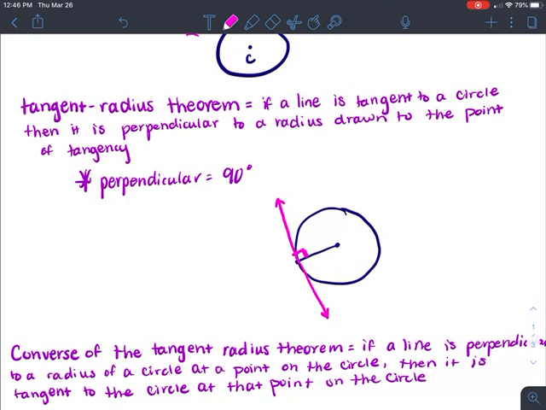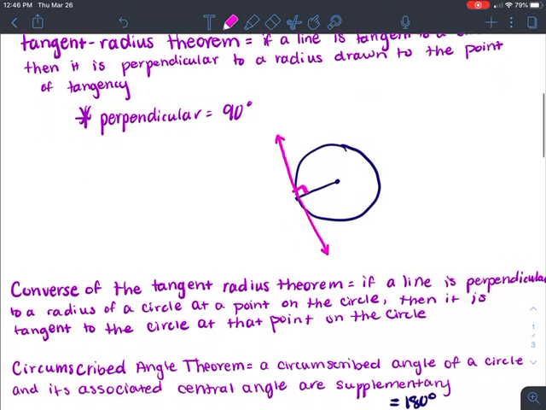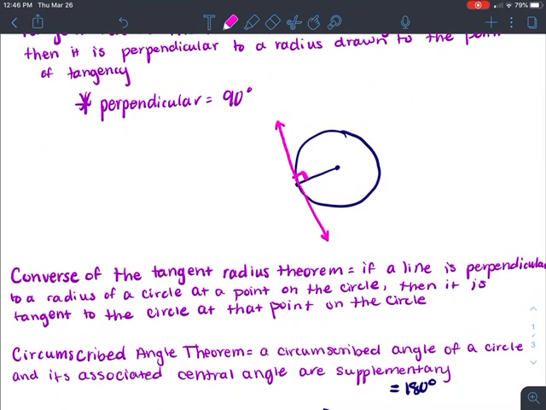The converse of the tangent radius theorem is a very long and confusing definition. So I wrote out the textbook definition, but basically what this is saying is that if you have a line that is hitting the circle and you see that it's perpendicular, then you know it's a tangent. That's all this is saying.